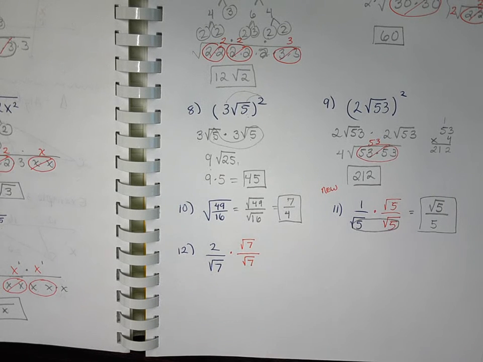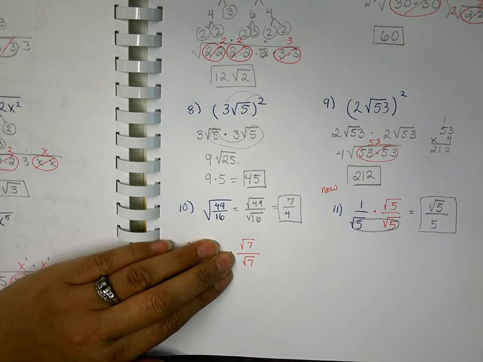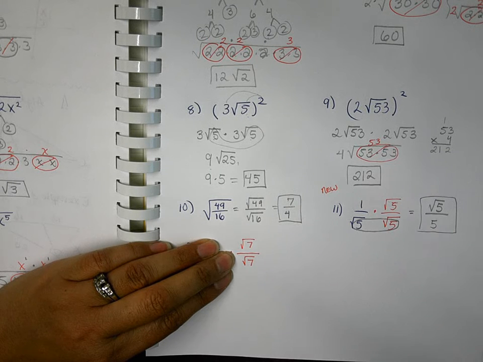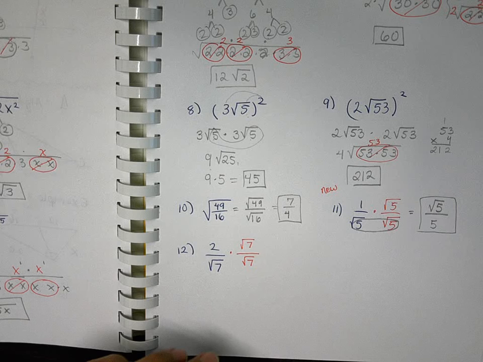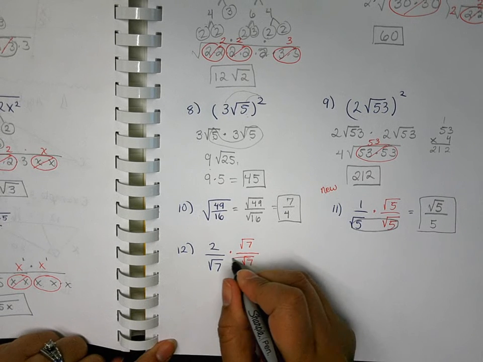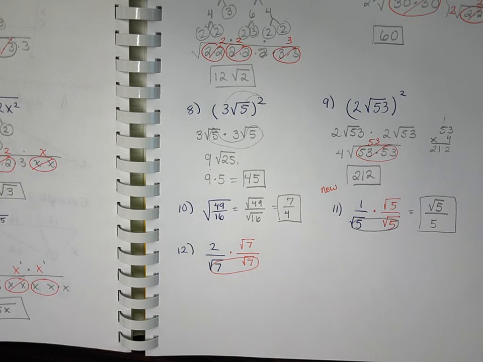Why? Root 7 over root 7 is equivalent to 1, and 1 is the multiplicative identity. Do you guys remember that? We just said it. And why did we pick root 7? Because we want the denominator to have a pair. Do you see that? All right. Go ahead and continue.